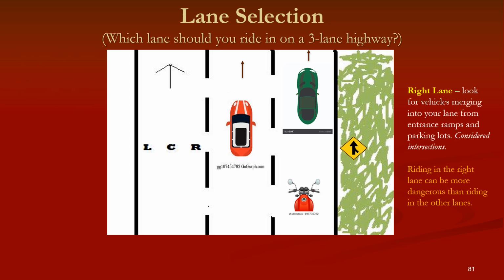Now, some people think the right lane is the safest. Well, you got to be careful. In that right lane, look for vehicles merging into your lane from entrance ramps and parking lots, because they are considered intersections. Any place two or more vehicles can cross, or intersect, you've got an intersection. It goes back to our geometry. So riding in that right lane can be more dangerous than riding in the other lanes. If you're going to be riding in that right lane, heads up and watch out for those vehicles trying to pull out, merge on, or get into the highway.